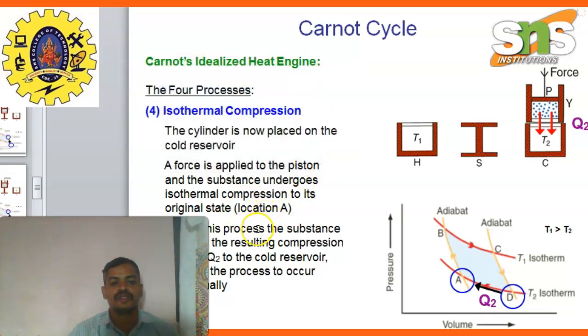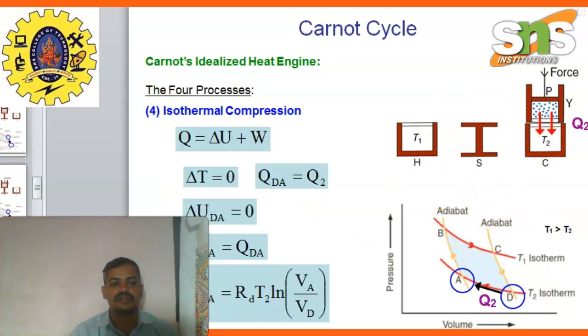During this process, the substance gives up the resulting compression heat Q2 to the cold reservoir, allowing the process to occur isothermally. These are the examples of isothermal compression process. For isothermal compression, Q equal to del U plus W, W DA equal to RT2 ln VA divided by VD. Carnot ideal heat engines.